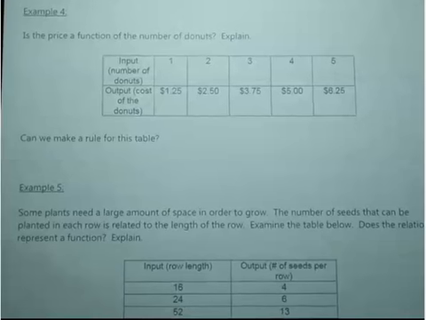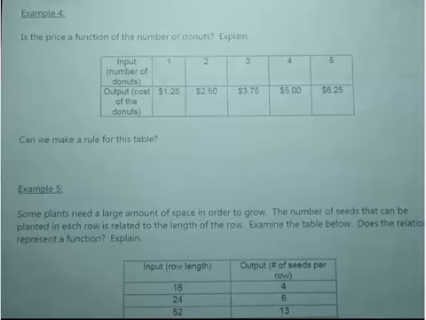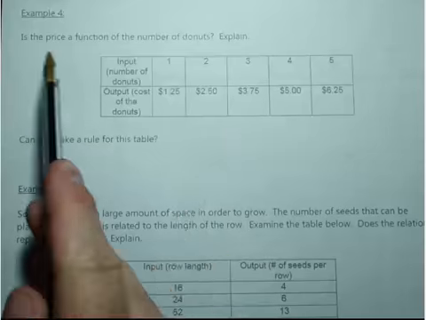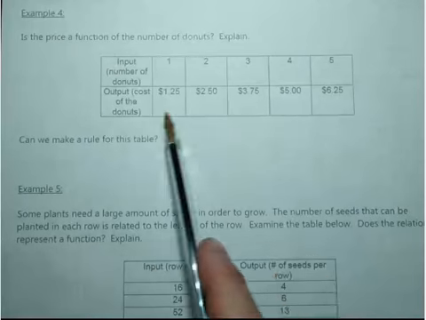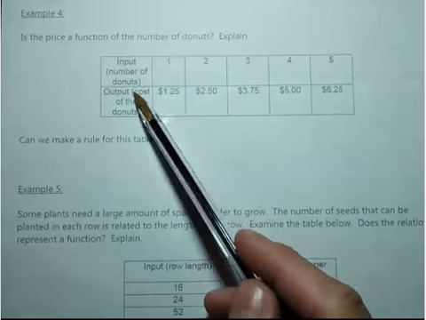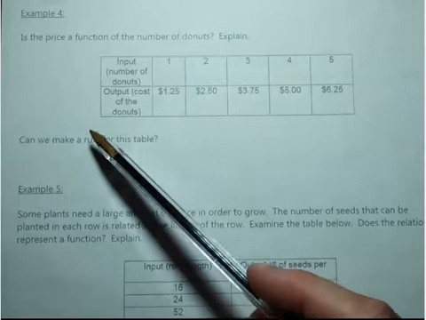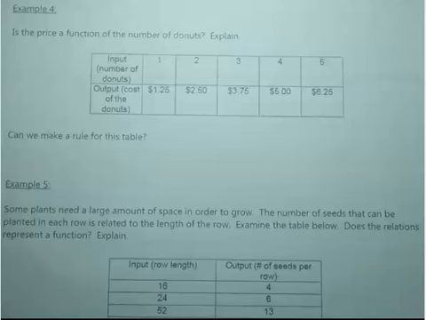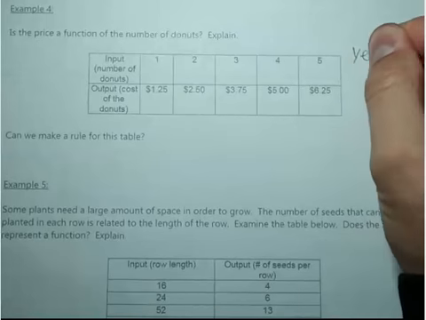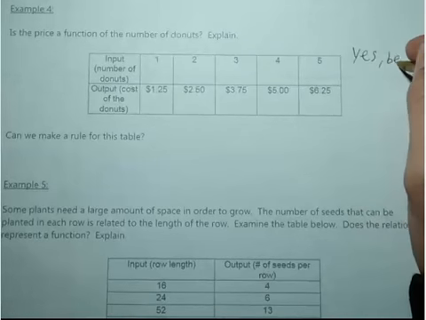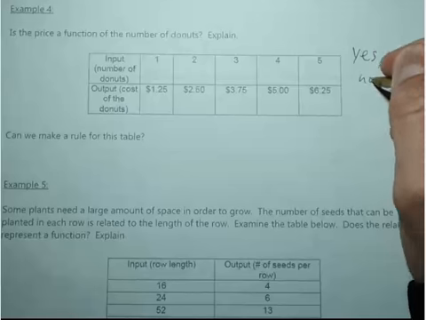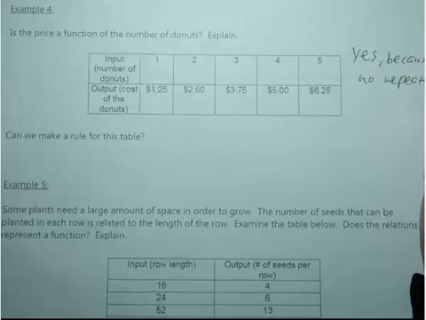So we have example 4 at the top. Is the price a function of the number of donuts? Explain. So is this a function? It's taking our 2 variables and asking, is this a function? Well, you should say to yourself, this is a function. So yes, it's a function because there are no repeated x values.